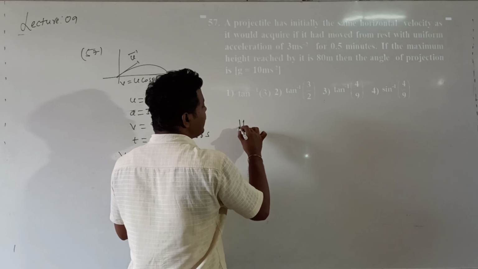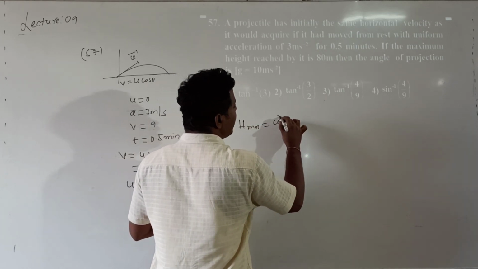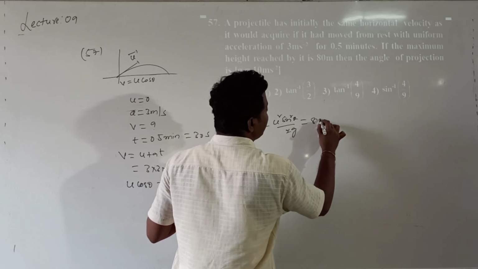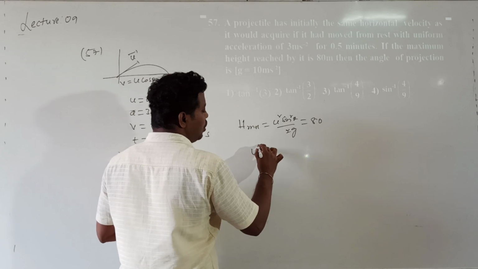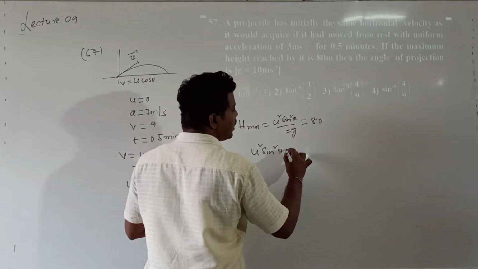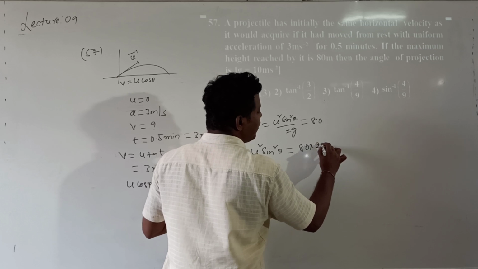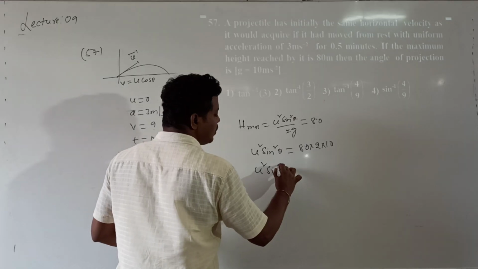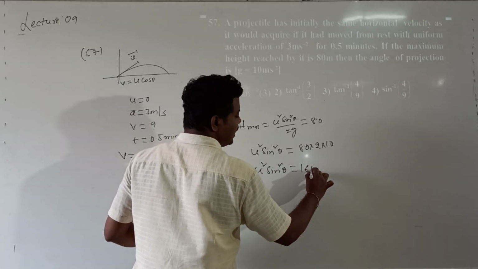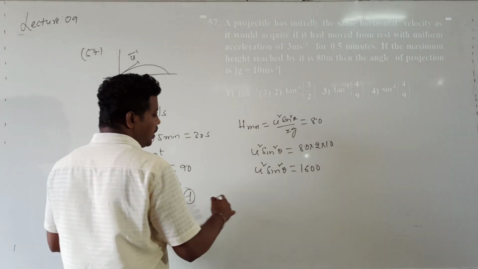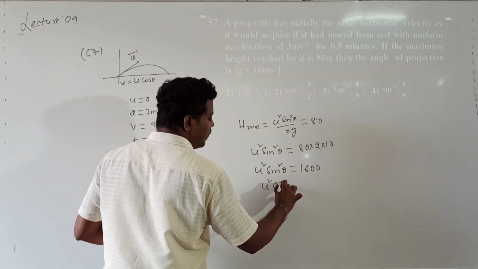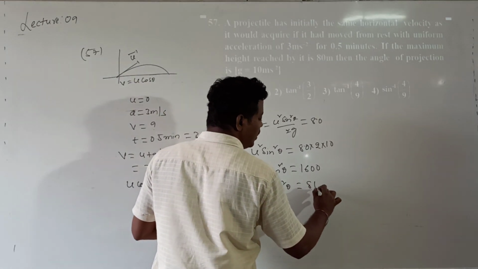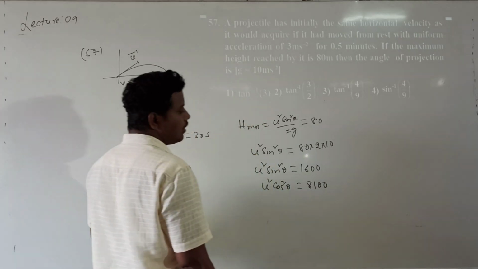What is the maximum height? H max formula is u square sin square theta divided by 2g. So will be equal to given 80. Then what will we get, u square sin square theta value is equal to 80 into 2 into g value 10. Okay? So u square sin square theta value is given by 1600. What is u square cos square theta value? That is given by 90 into 90, that is 8100. Okay now?